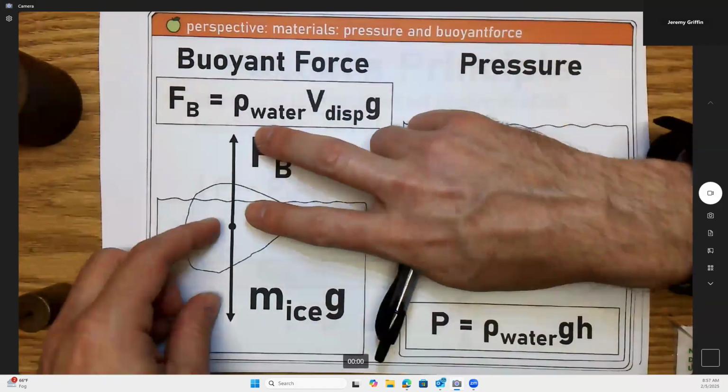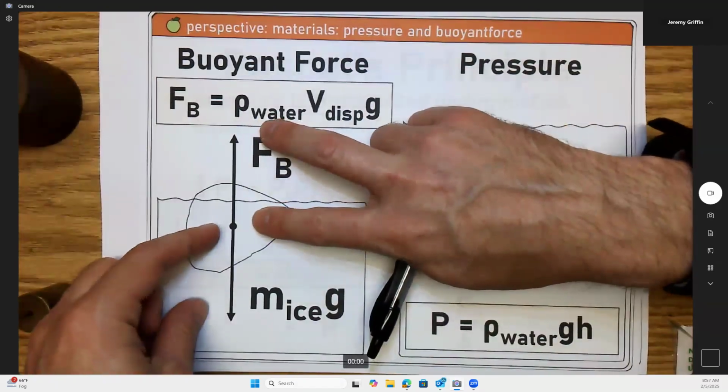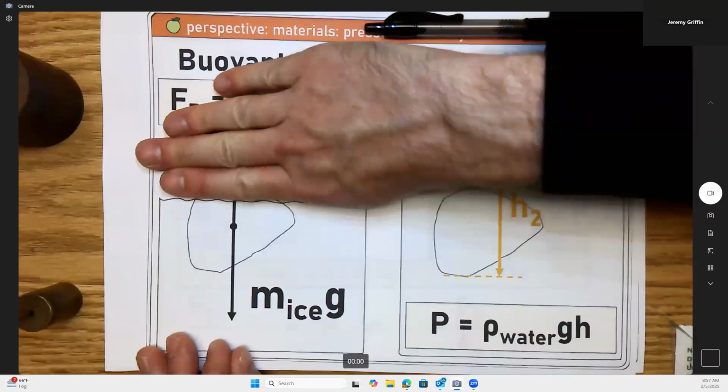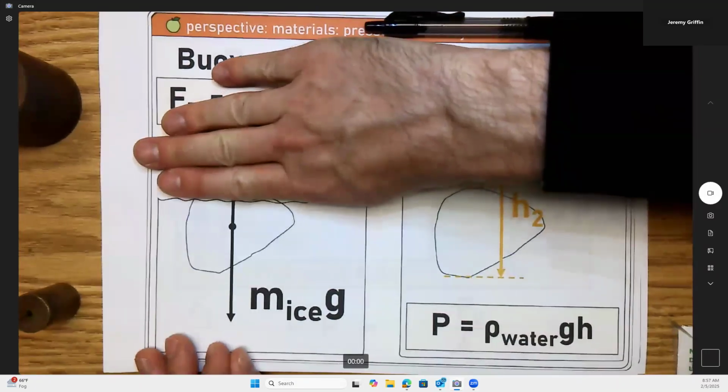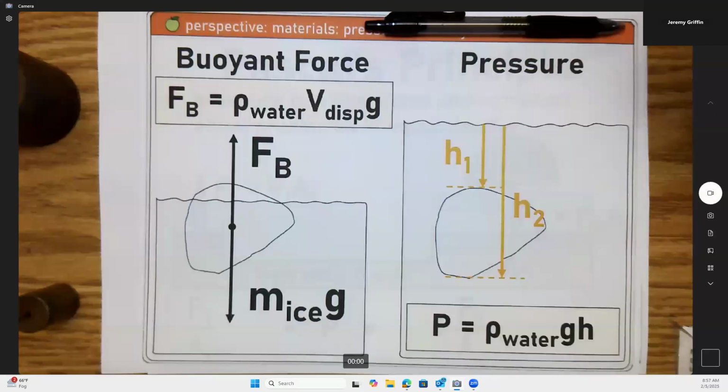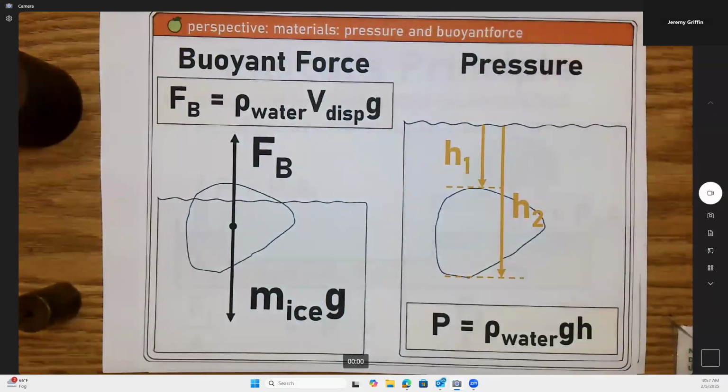So doesn't the buoyant force have to cancel out? Right. Now remember, the buoyant force is only caused by the part that's submerged, pushing water out of the way. Right. And the weight's caused by the entire mass, the entire weight.